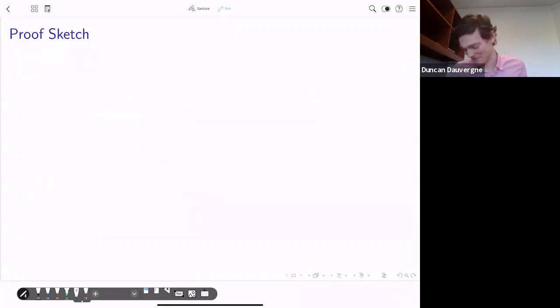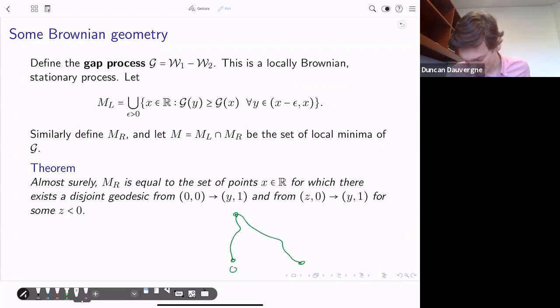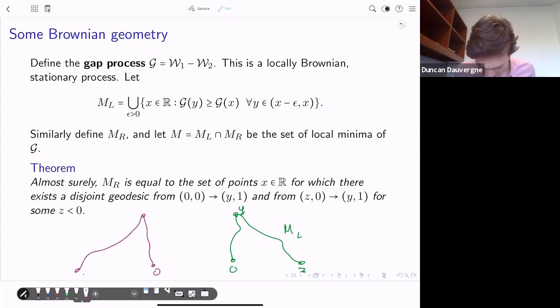I had 2 pages for the proof sketch, but I only used 1. All right, so this was a statement about left-sided local minima of your gap process. You also have a similar statement about right-sided local minima of your gap process. Left-sided local minima, this was the picture: this is 0, Z, and Y. Right-sided local minima, maybe this one, this is my ML. Right-sided local minima has the opposite picture, which is 0, Z, Y, like that.